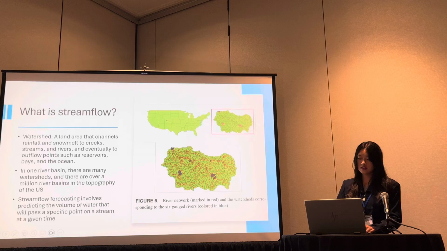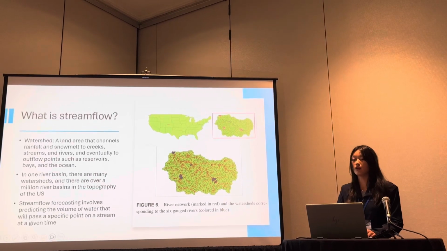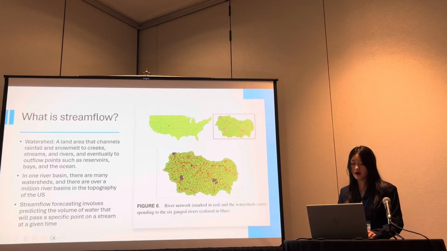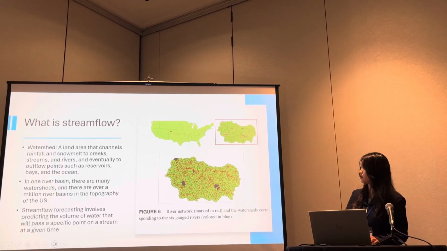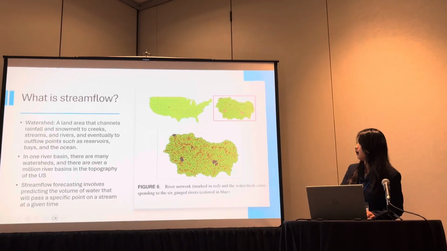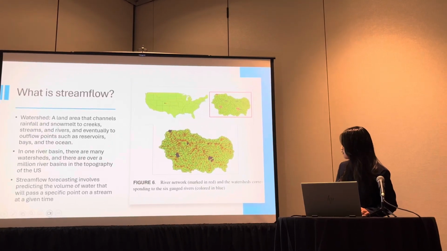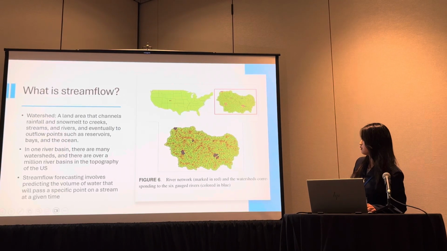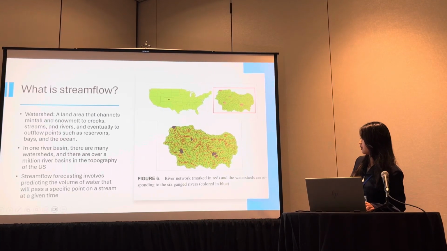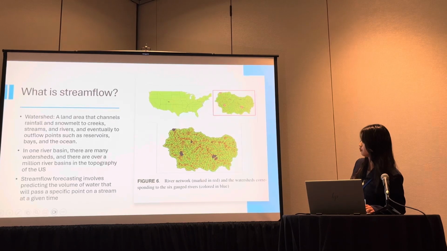And in one river basin, there are many watersheds, and there are over 1 million river basins in the topography of the United States. So in figure 6, it shows the specific river basin we used in our study. It's this really cute river basin in Colorado, and the river network is marked in red, and then the watersheds corresponding to the 6 gauge rivers are colored in blue.